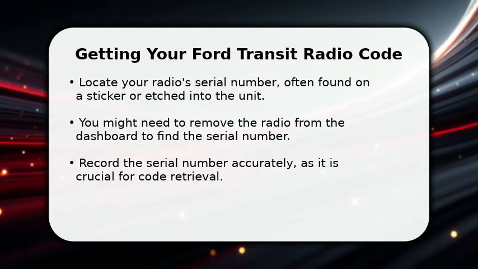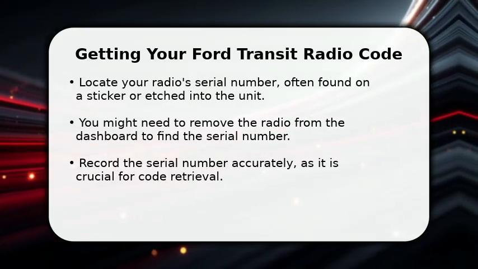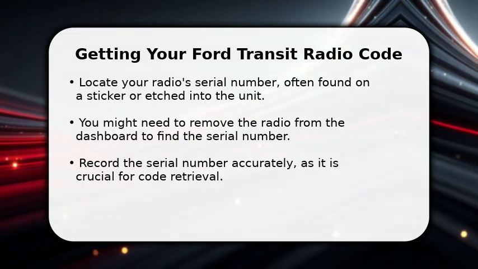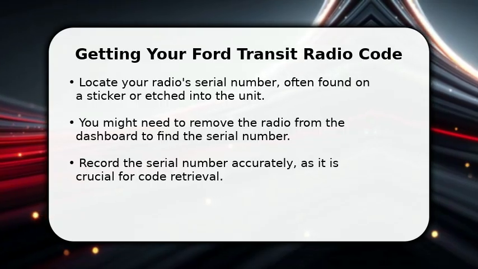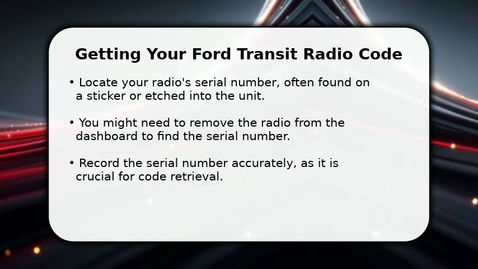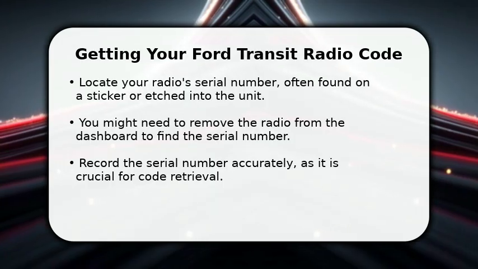In this video, I will explain how to get your Ford Transit radio code. First, you'll need to find your radio's unique serial number. This number is usually on a sticker on the radio itself, so you might need to carefully remove the unit from the dashboard. Make sure to write down the full serial number, as it's essential for the next steps.